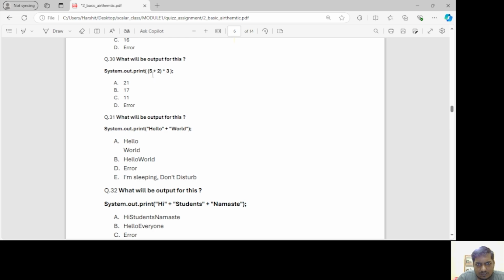So here see the 30 questions. Quiz number 30. 5 plus 2. Here the bracket comes first. So here the brackets and braces are given the higher priority. So first we will solve the braces. Here the 7 comes. 7 multiplied by 3 means 21. Okay, the answer is 21.